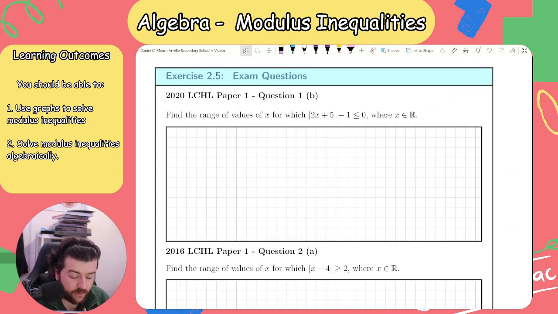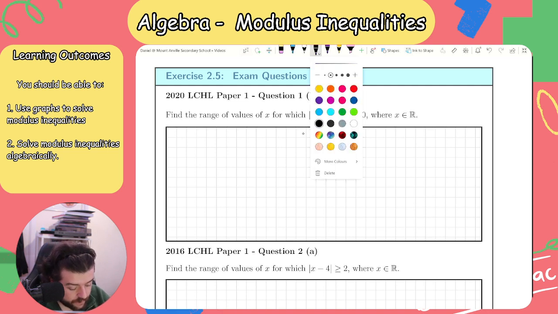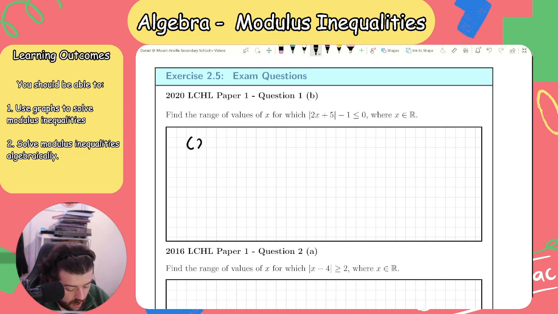This one here is from the 2020 paper. So this one didn't ask me to do a graph. This just said find the range of values for x for which the modulus of 2x plus 5 minus 1 is less than or equal to 0. So what I need to do is square both sides. So the modulus of 2x plus 5, bring the 1 over, is less than or equal to 1 squared.